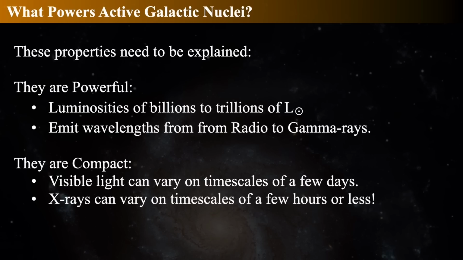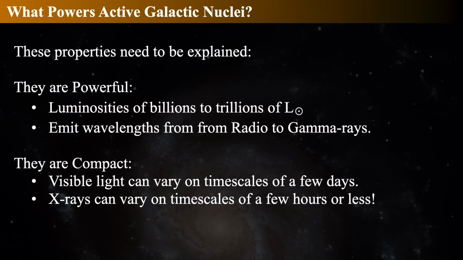All right, so what exactly powers an active galactic nucleus? Again, these things have to be explained. The luminosities are on the order of billions to trillions of times, which is 10 to the 9th to 10 to the 12th, solar luminosities. They emit wavelengths all the way from radio to gamma rays. They're extremely compact because visible light can vary on timescales of a few days, and X-rays can vary on timescales of hours. So this is really interesting, how quickly they can vary. Something's got to be small and really bright.